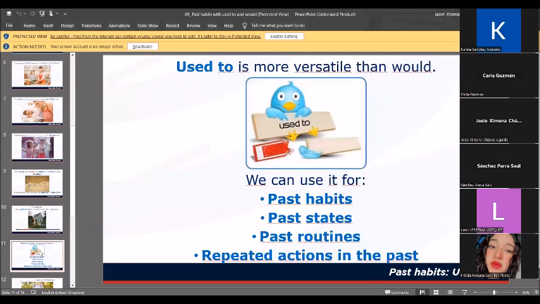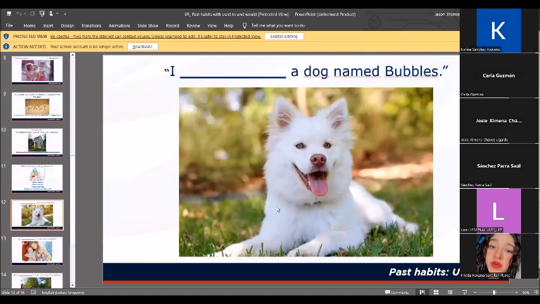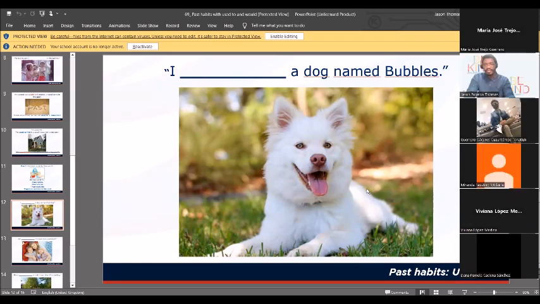Used to is the versatile one. There's only a few times we'll use would. Most of the times when we use past habits, use used to. Even the times you think you can use would, used to is also possible. Past habits, past states, past routines and actions, all of them could be in the form of used to. All right? So if you're not sure, go with the first one. Majo.